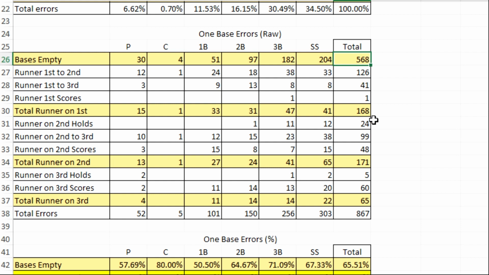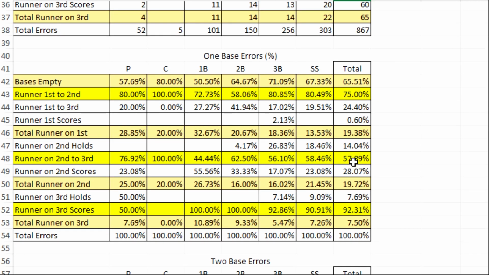That's why these totals, if you try to add them up, add up to more than 867, because if there's a runner on first and second, they're going to be included in this runner on first category, but they're also going to be included in the runner on second category, which is fine. I wanted to see what happened to those runners.